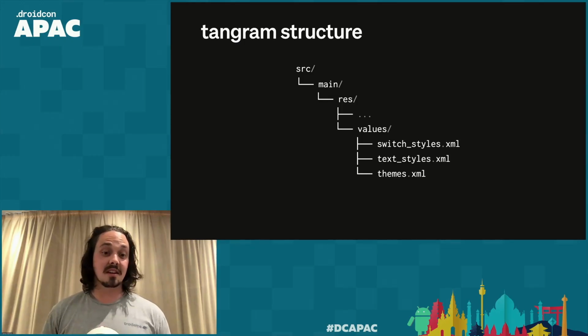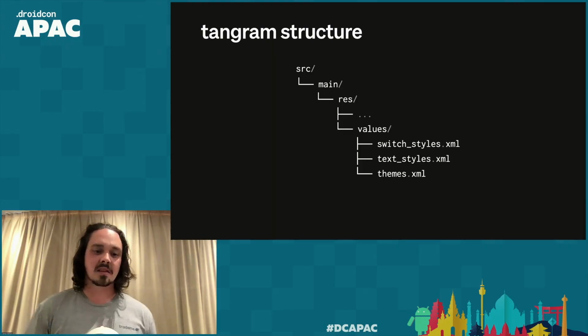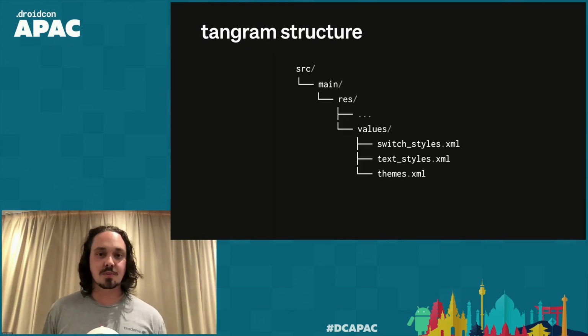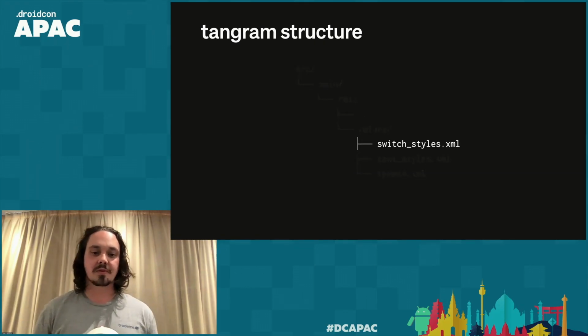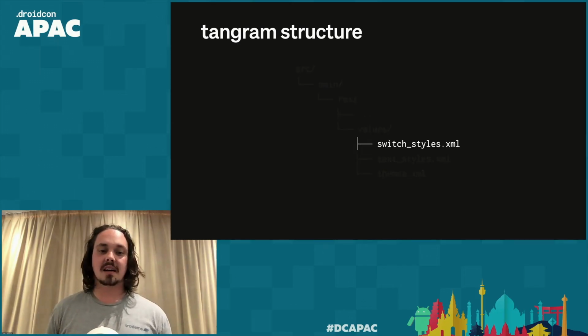This tree diagram isn't complete. There's a bunch more files in there, but it kind of shows how it works in practice. We still have those similar splits for typography and themes, but we also have separate files for control stylings. For a bit of context, we had to subclass material switch for reasons I won't go hugely into. But because of that, we had to come up with our own widget styling for switch. And that went into the switch styles file.